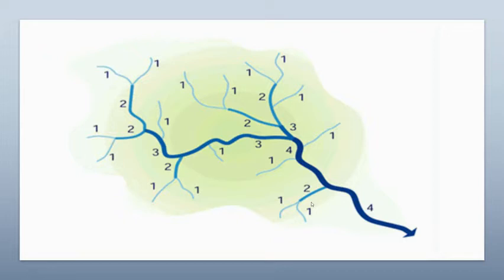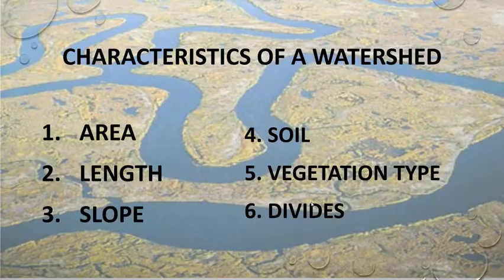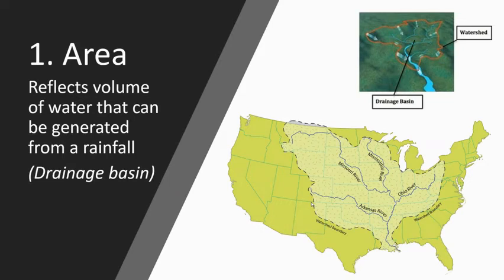Right, so characteristics of a watershed. We're going to look at these 6 characteristics and how they determine the types of watersheds that we see. Right, so the area of a watershed reflects the volume of water that can be generated from rainfall. So if you'll notice, the drainage basin for the Mississippi River watershed, which includes not just the Mississippi, but the Missouri, the Arkansas, and the Ohio rivers. Water that falls within that boundary eventually makes its way to the Mississippi River.